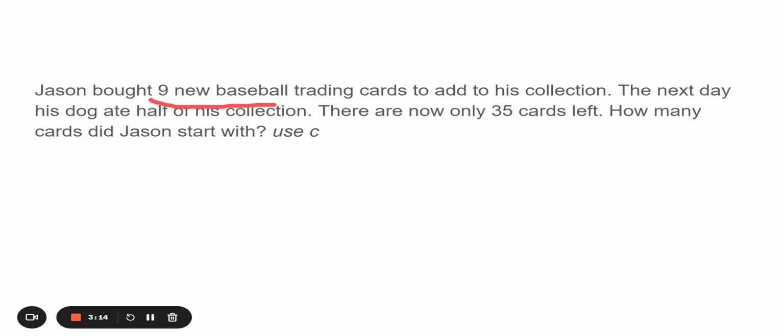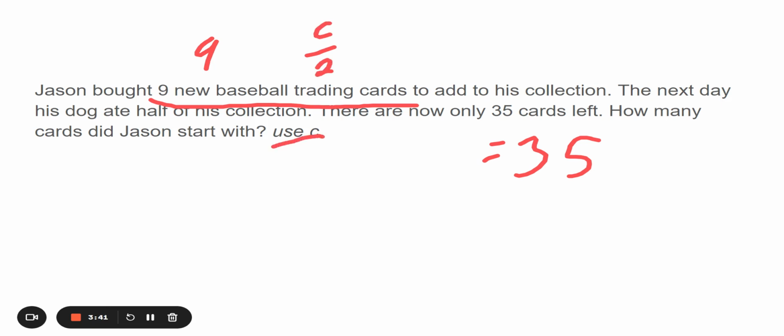Jason bought 9 new baseball trading cards to add to his collection. The next day, his dog ate half of his collection. There are now only 35 cards left. So 35 cards left, I know that's going to be equals 35. He bought 9 new ones, so that's going to be a positive 9. And his dog ate half. Okay, so eating half would be represented by divided by 2. And if it says C, we're going to use C divided by 2. So now we have to put all of this together. So I'm going to do C divided by 2 plus 9 equals 35.